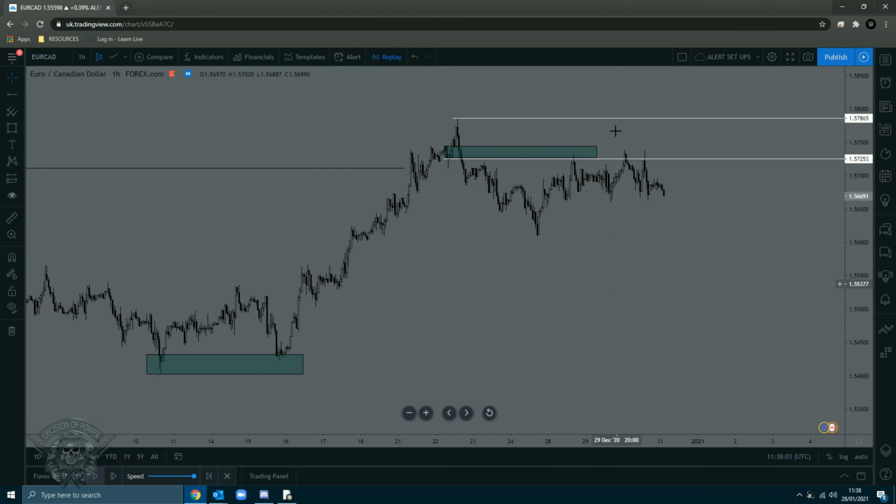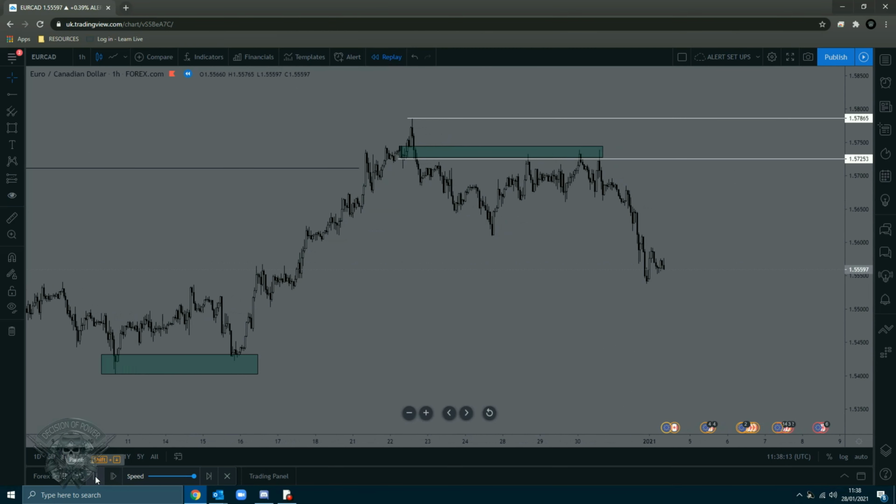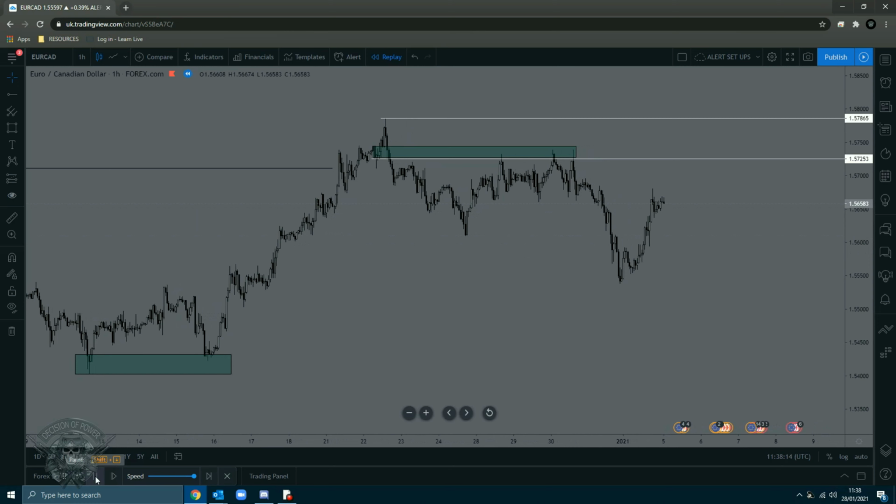Okay, so see how many times it came back up to retest that point. Okay, so you had 3 opportunities there to get in. You don't always get 3 opportunities. Okay, and look how fast it then accelerates away.